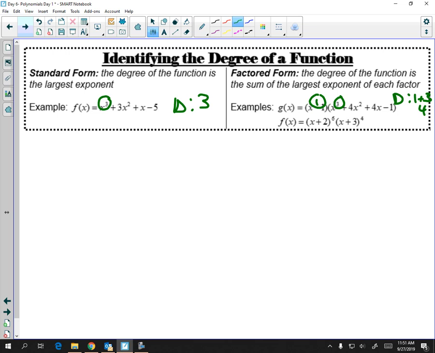Now, your exponents can also be on the outside of the factors. In my second case, the largest exponent of my first group is on the outside, 6. Of my second group, also on the outside, 4. So my degree is 6 plus 4. This is a degree 10 polynomial.